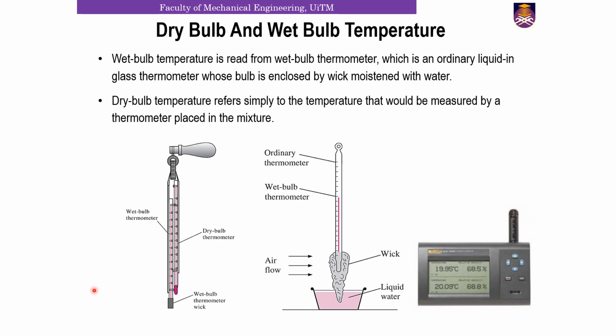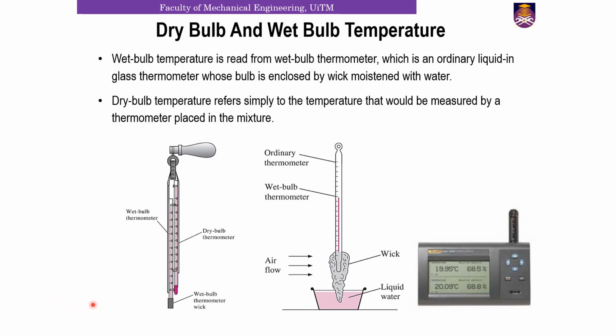The reason for this is that when you cover the bulb with a wet cloth or a wet wick, some of the heat is lost to the surroundings by means of evaporation. Remember, this wick is wet and surrounding it you have air. So part of the moisture from this wet wick will tend to evaporate into the air surrounding it.